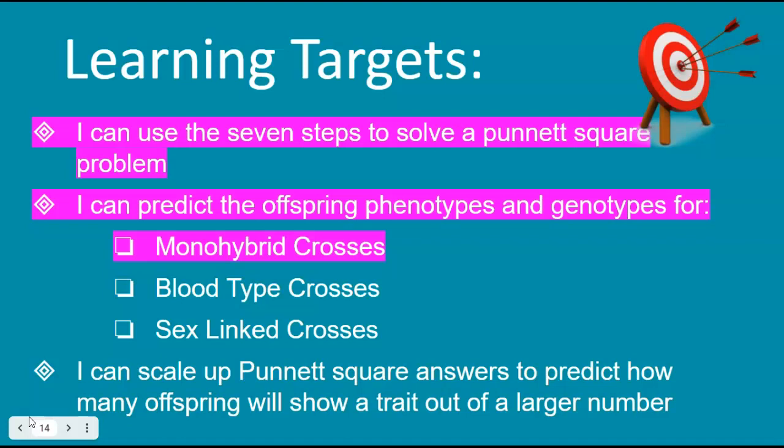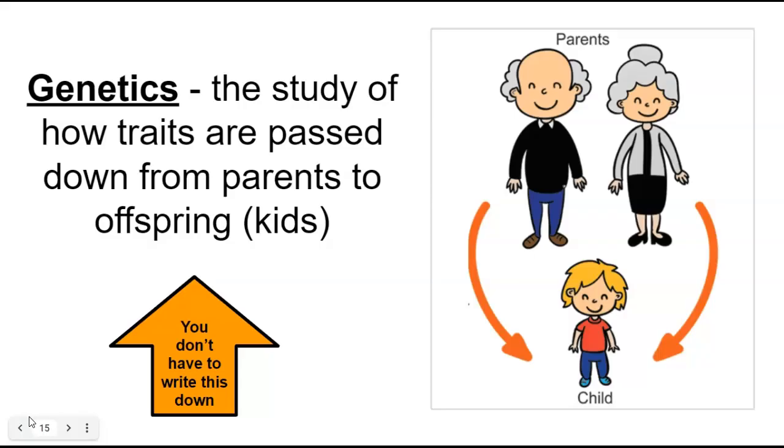So our goal today is to be able to use the 7 steps to solve a Punnett square and also be able to predict the offspring, the kids, for monohybrid crosses. That means we're going to do Punnett squares with one trait. Okay, so monohybrid cross means one trait.